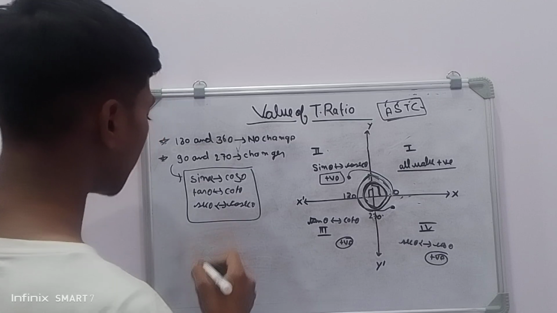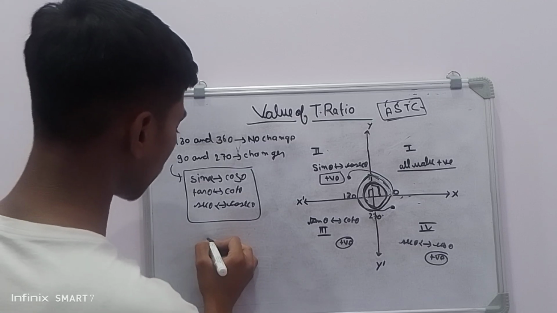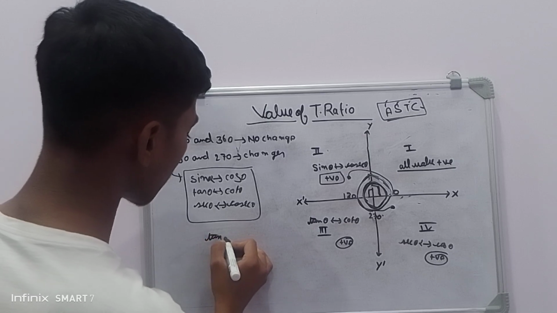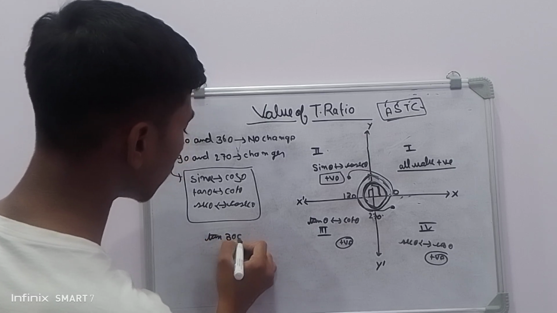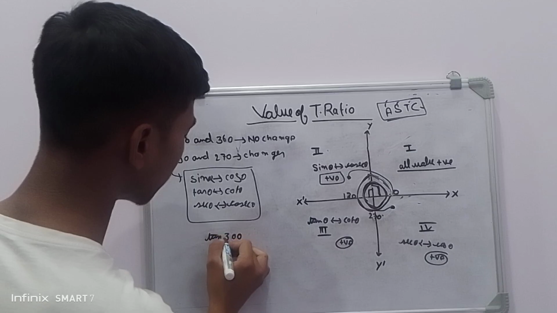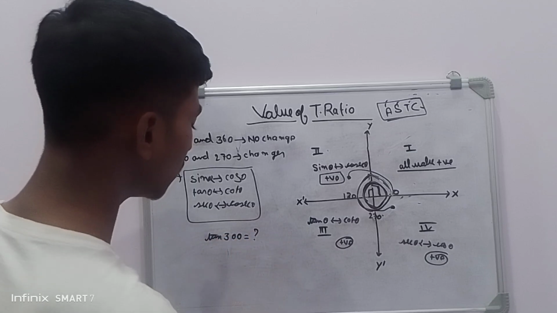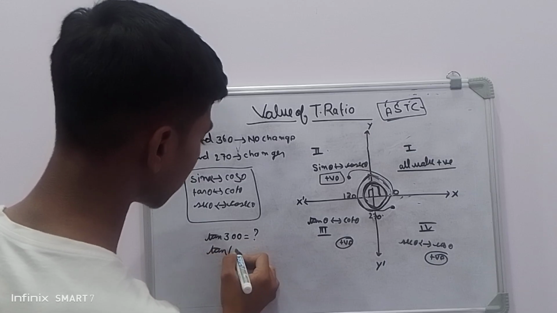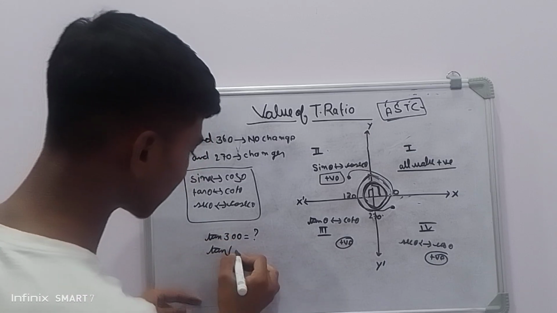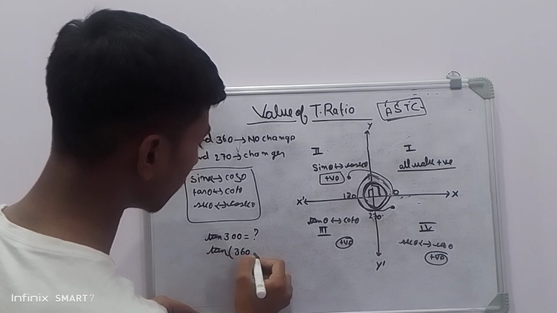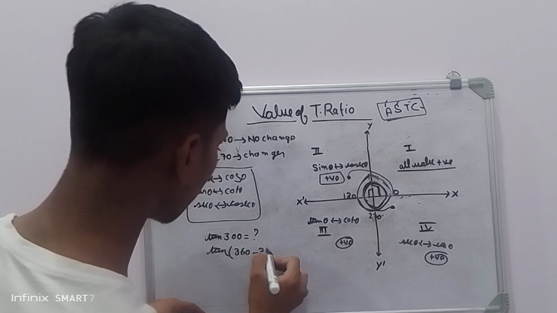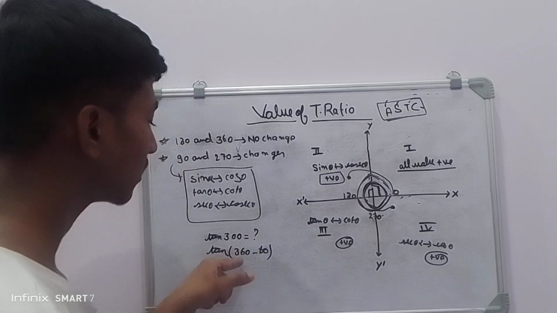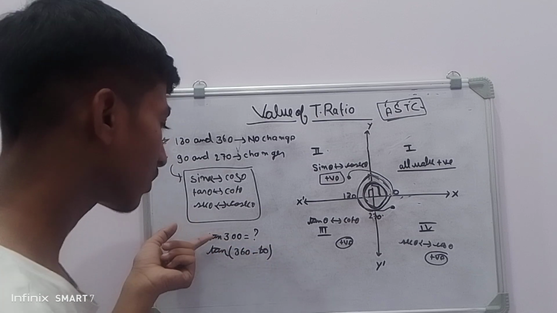So you could try like this: tan 300. What will be the value of tan 300 degrees? You could write here tan as tan, and write 360 minus 60, because 360 minus 60 is equal to 300.